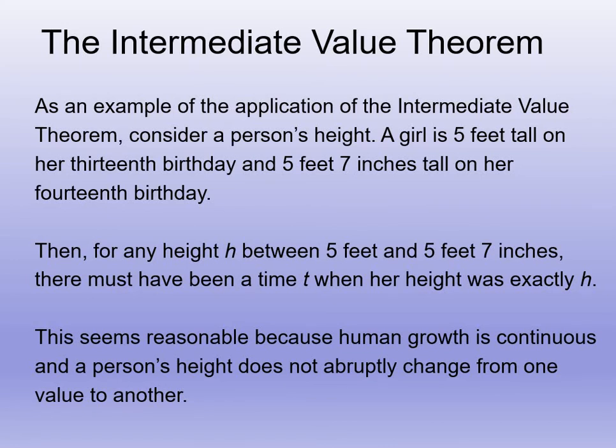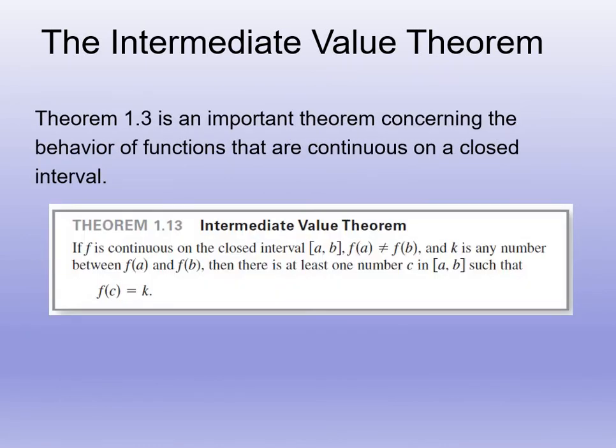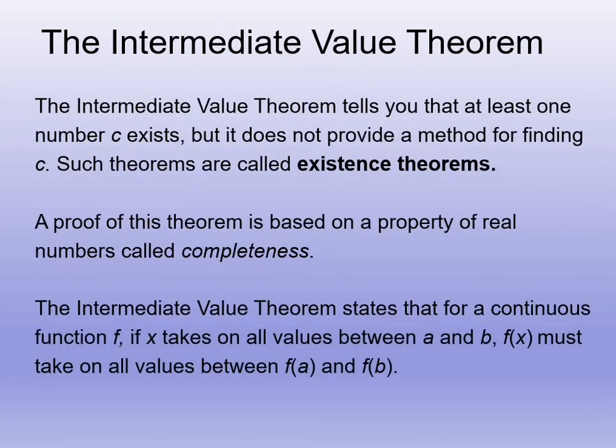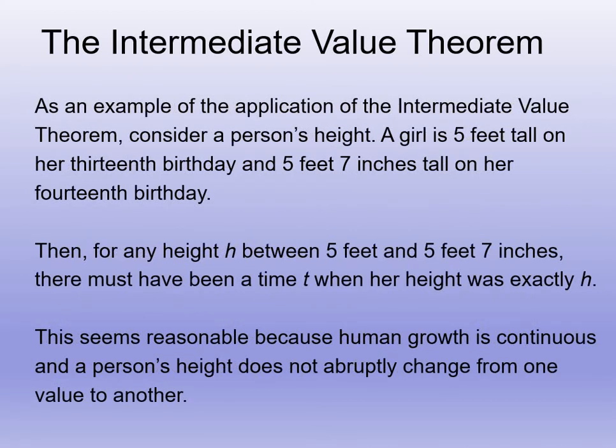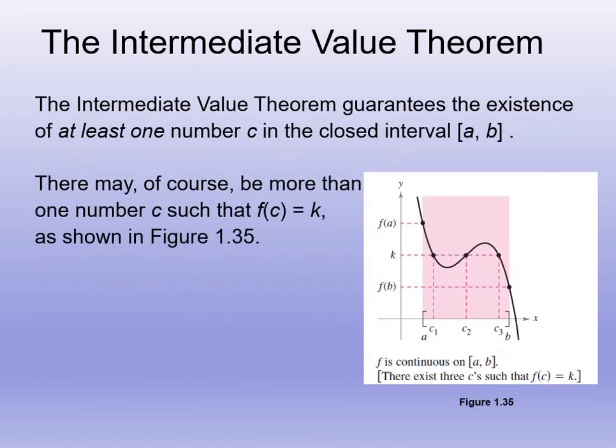So now let's go back a couple slides. Sorry, that's the wrong direction. And look at this now. So f of a, that's the girl's 13th birthday. f of b is the girl's 14th birthday. We know her height on her 13th birthday was 5 feet, and her height on her 14th birthday was 5'7". We know that somewhere in between her 13th and 14th birthday, she was 5'5". That's really what f of c equals k means. There is a value there that does exist. Remember, the intermediate value theorem does not tell you how to get that value, but it says that it does exist.